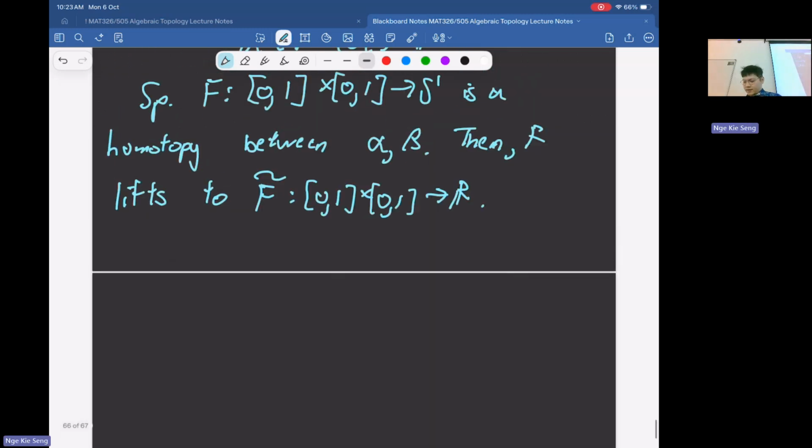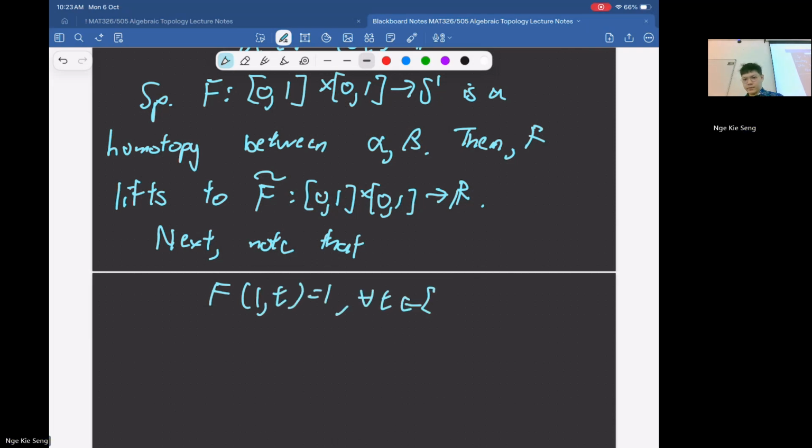So next, note that F, the one without lifting, F(1,t) is equal to 1 for all t. Makes sense or not? Because it's a family of paths that have the same base point, right?